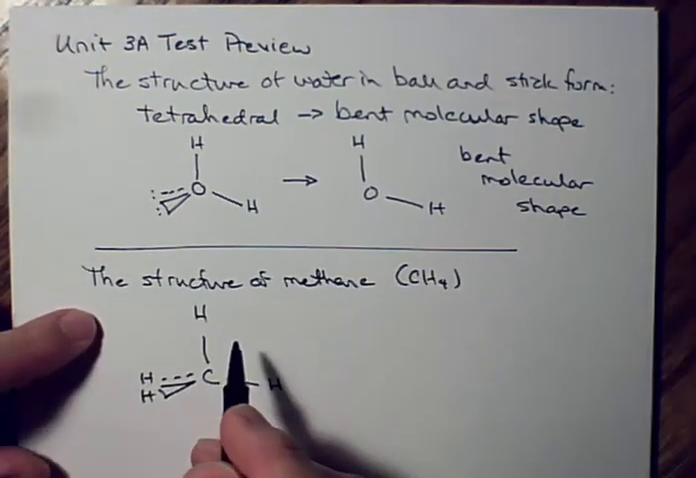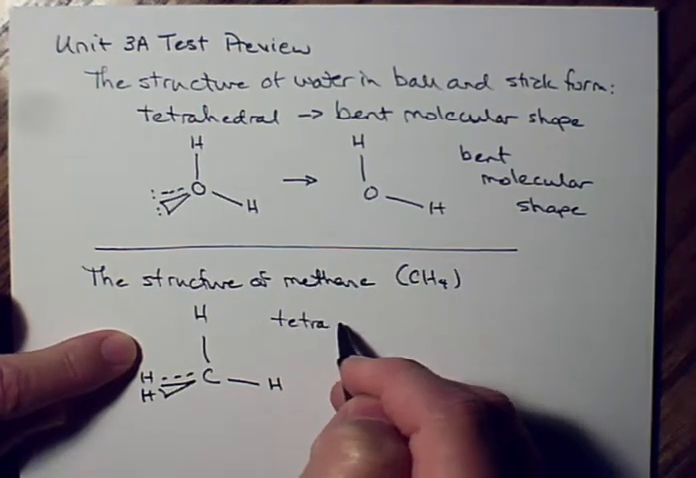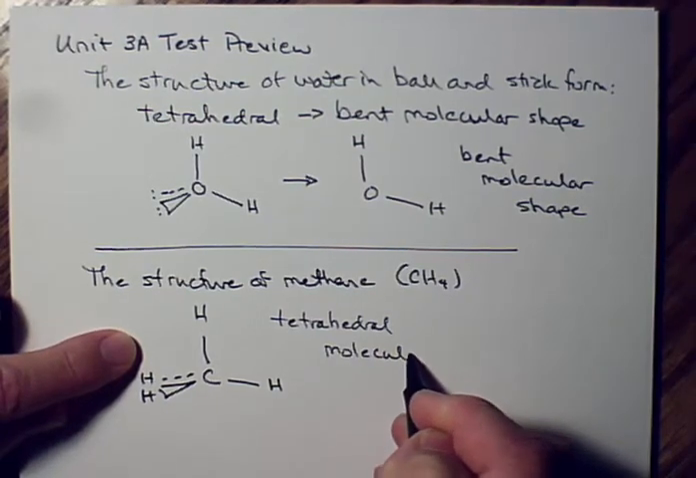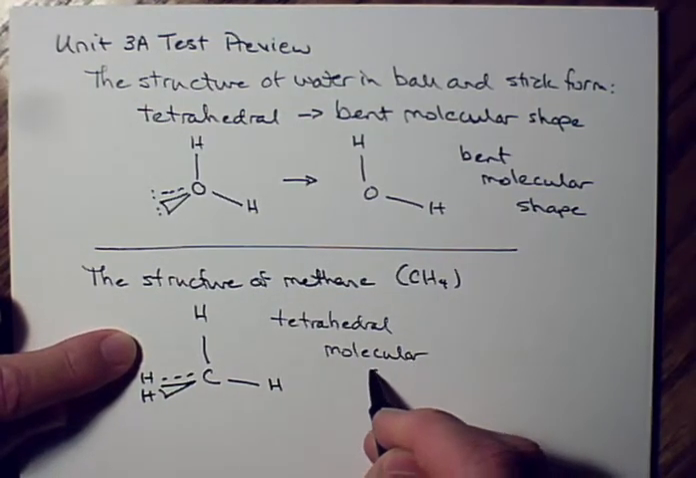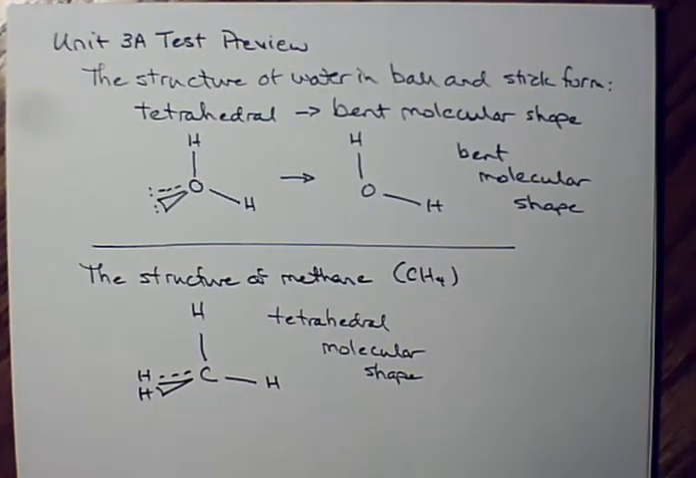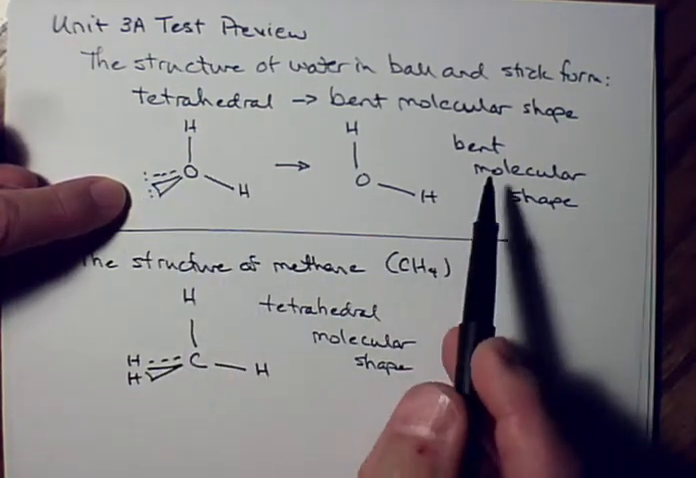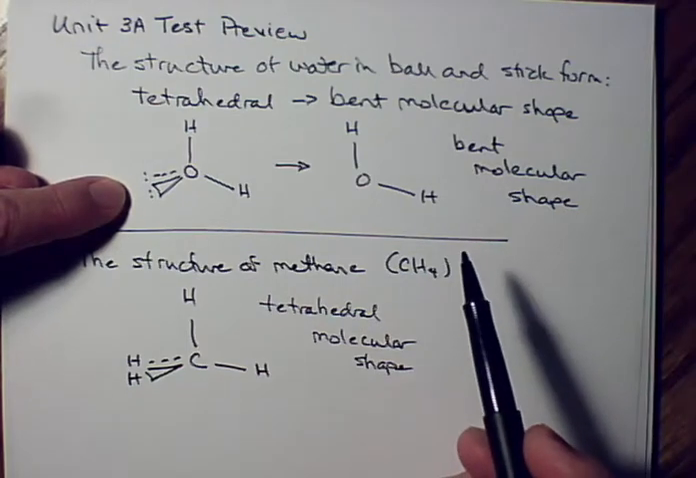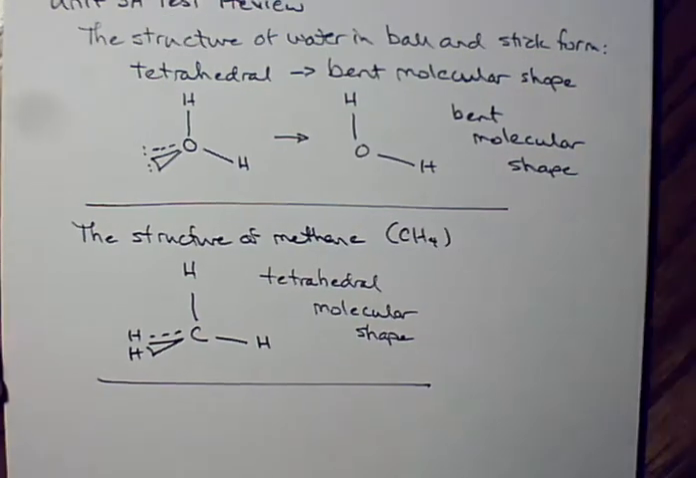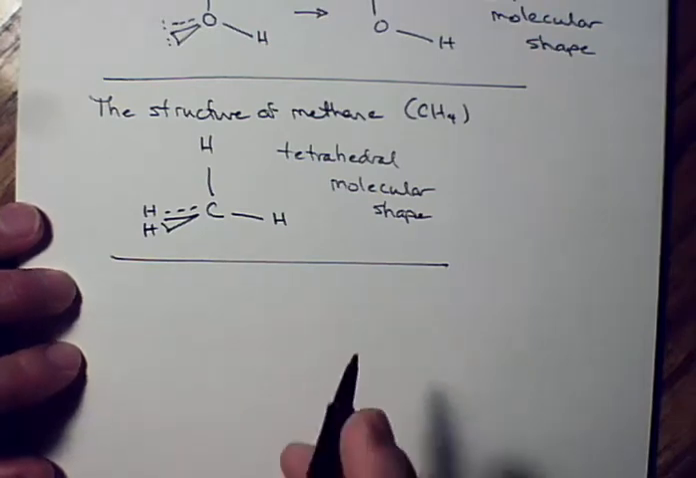So this is a tetrahedral. A tetrahedral molecular shape. So water starts out as a tetrahedral, but when you take the lone pairs off, you actually get a bent molecular shape. Okay? All right, now, the structure, using this ball and stick concept, the structure of carbon dioxide.